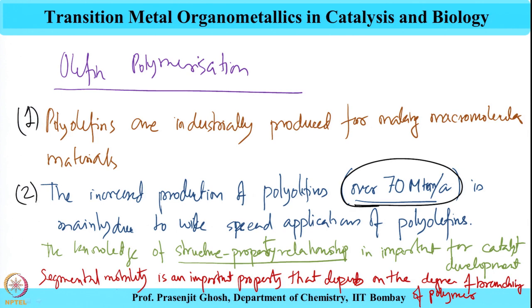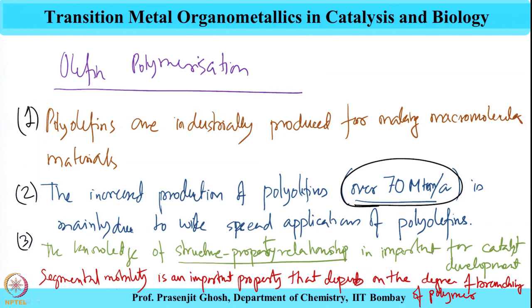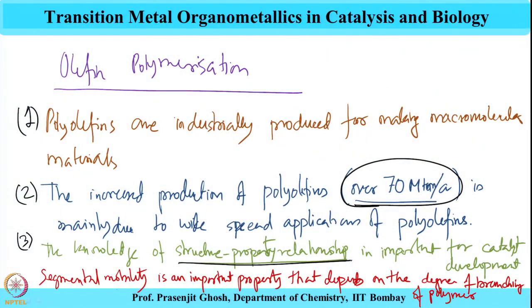Now, this widespread application of polymers in different applications, for example, from furnitures to bottles to devices to utensils to everything, depends on the nature of the polymers, and to understand that, the mechanism of the polymerization is very important, and for obtaining insights on the mechanism, the structure property relationship as a function of the catalyst structure is important for developing better catalyst which will produce more controlled and better polymers.